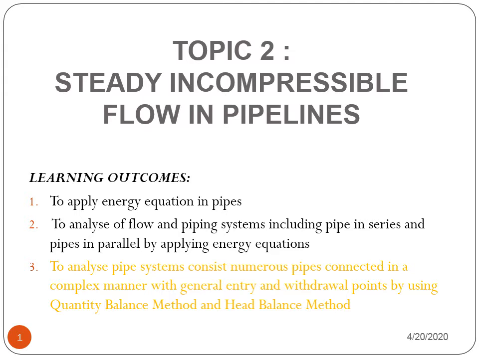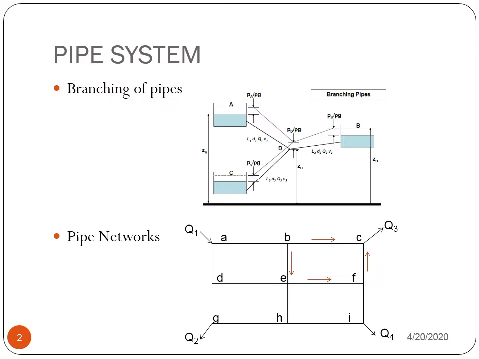So we will continue our lesson, chapter number 2, studying compressible flow in pipelines. The learning outcome is to analyze a pipe system consisting of numerous pipes connected in a complex manner with general entry and withdrawal points by using the quantity balance method and head balance method. Basically, for pipe systems, we have two cases that we are going to solve.